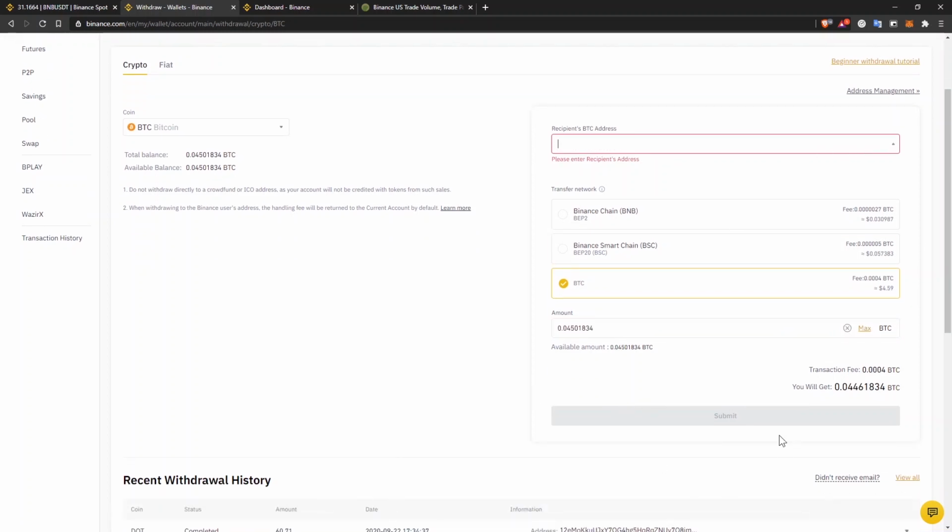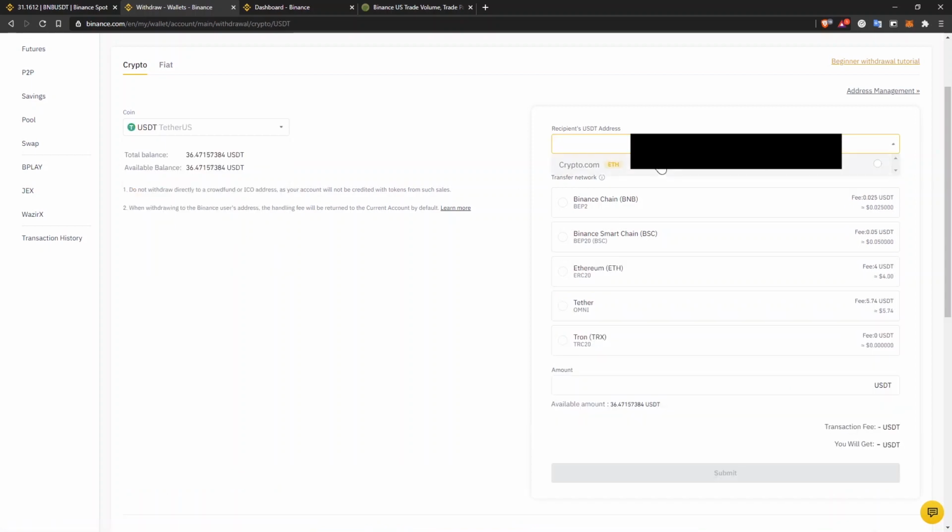I don't have an address here. Let's see if I have one for USDT. Yeah. So select the address. The USDT funds are on the Ethereum blockchain. And then let's say I want to withdraw all of them. You can see the fee associated with this transaction.